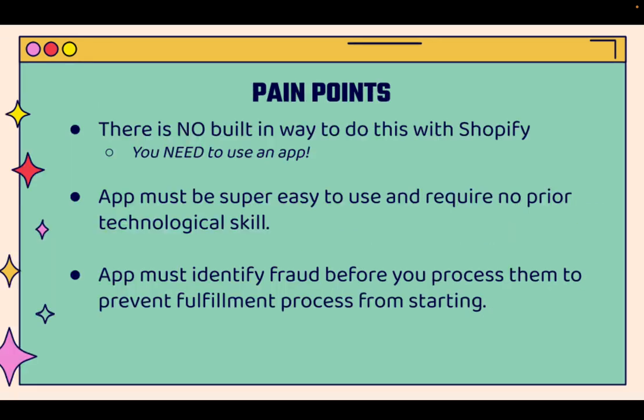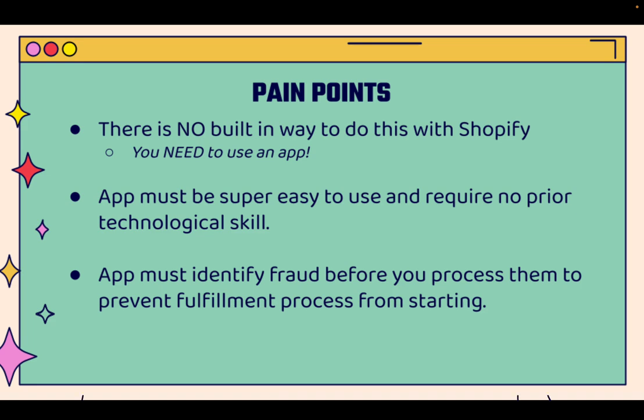And if you try to do this without the app, you might run into some pain points. First of all, there's no built-in way to do this. You're going to need to use the De-Riskify apps. I'm going to show you them in this video. The apps must be super easy to use and require no prior technological skill. And really, most importantly, the app must identify fraud before you process the order so you prevent fulfilling fraudulent orders, right? You don't want to, especially with print on demand or drop shipping, start the production and fulfillment process and then lose that inventory, waste your money on a fraudulent order.